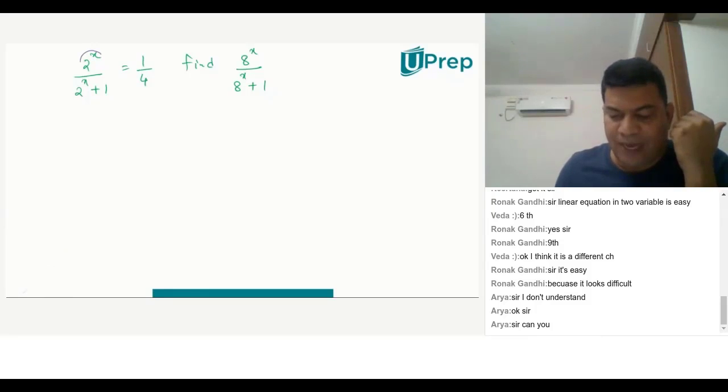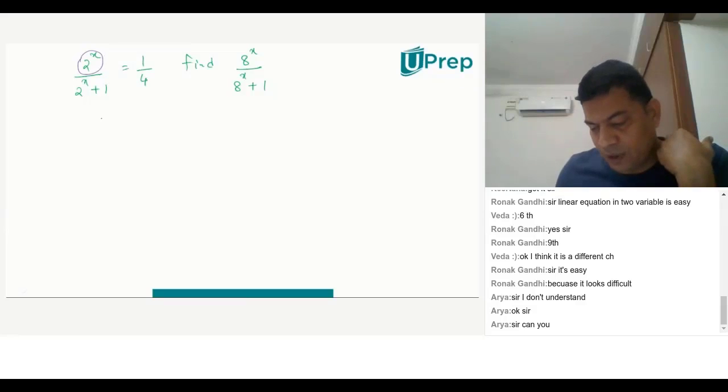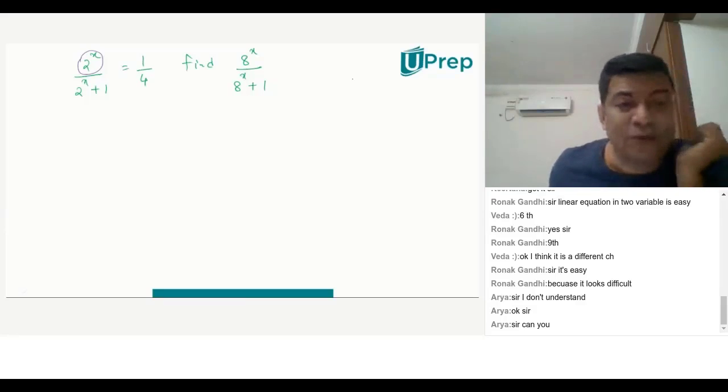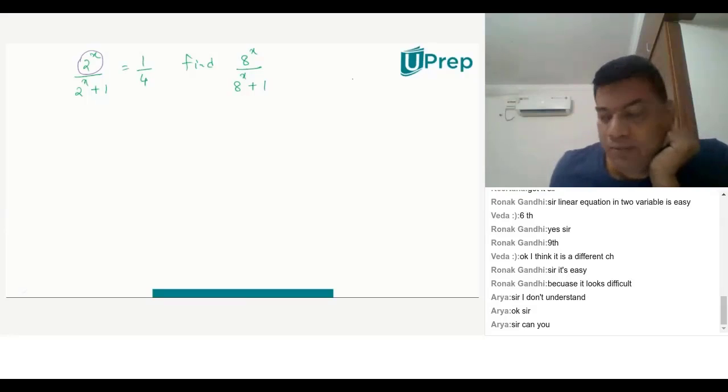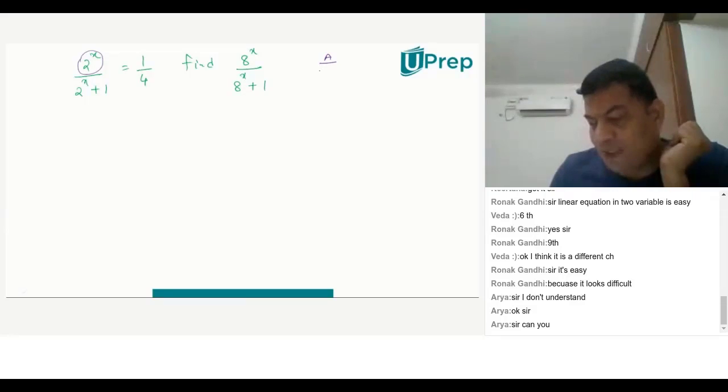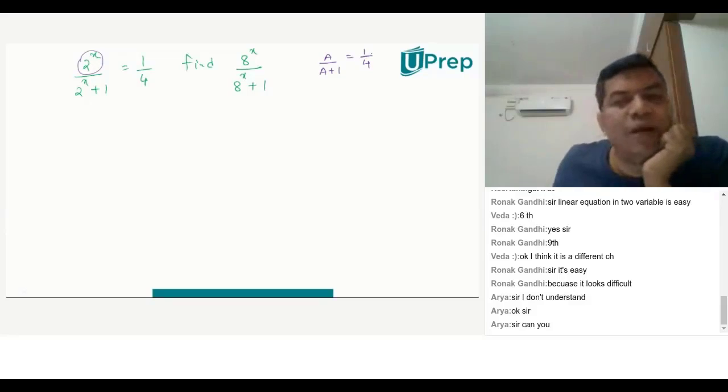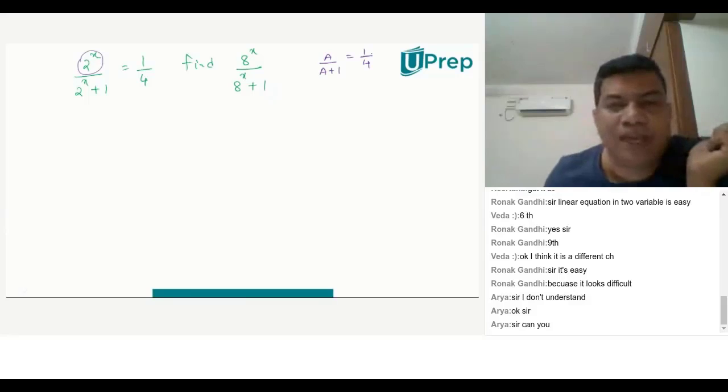Just see this 2 power x as some apple, so your problem will look easier for you. So technically your given condition is apple upon apple plus 1, which is 1 by 4. So then the problem looks very easy.